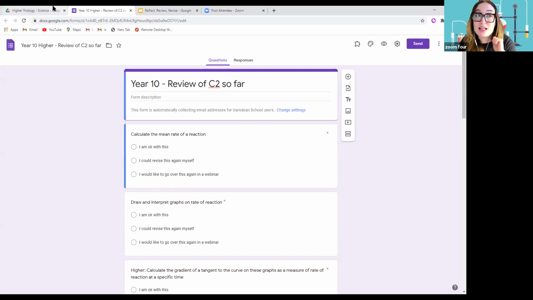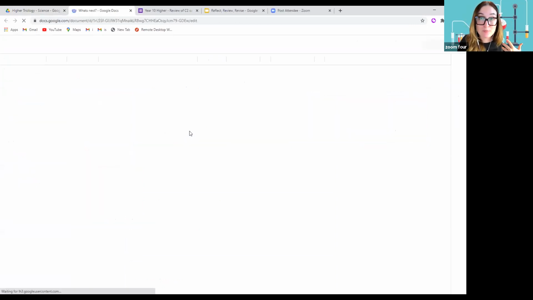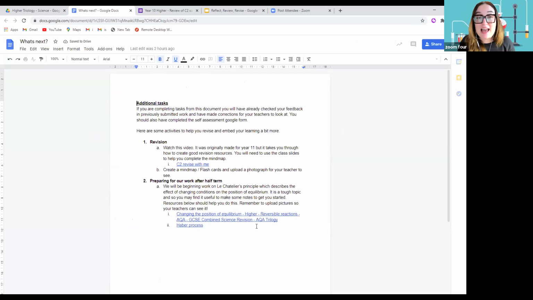Now, the tasks to do after you have completed and improved upon your work will be found on a document that looks like this. And this document is there, like I said, as a bit of an extension. Now, your teachers and I, we want to see you submitting work this week. We want to really see you pushing yourselves to improve. And this is one way you can do that after you've resubmitted your tasks.